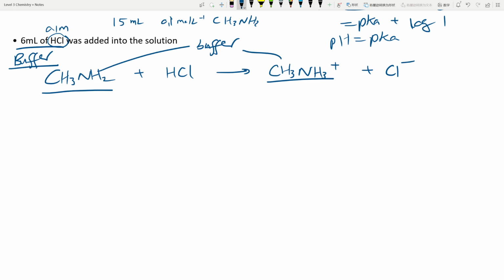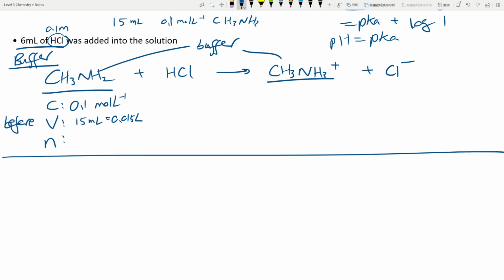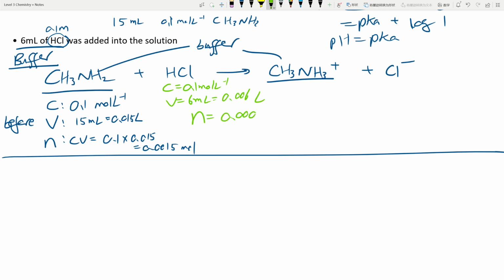So here it goes. What is the original concentration? The original concentration is 0.1 moles per liter for this one, which is in the question. What is the original volume? It is 15 mL, which is 0.015 liters. What can I figure out? If you've seen my buffer video before, this should be no news. n equals CV, which equals 0.1 times 0.015, which means 0.0015 moles. Now let's look at HCl. The concentration is the same, 0.1 moles per liter. The volume is 6 mL, which is 0.006 liters. So the moles are going to be 0.0006 moles.